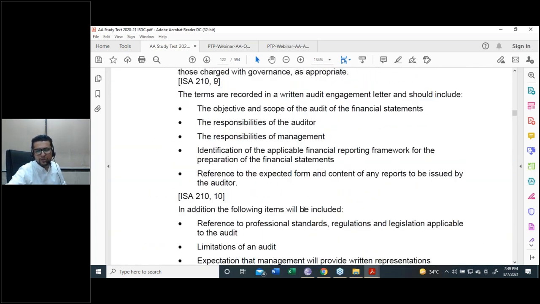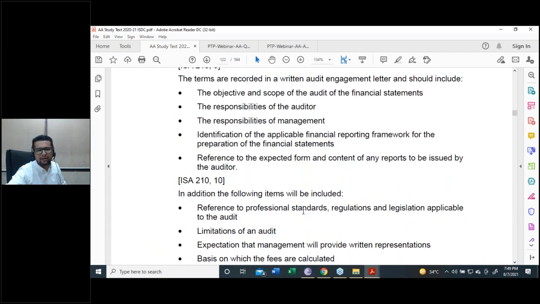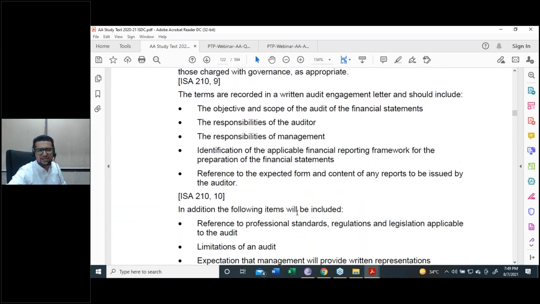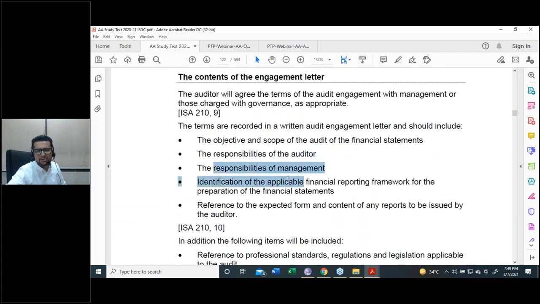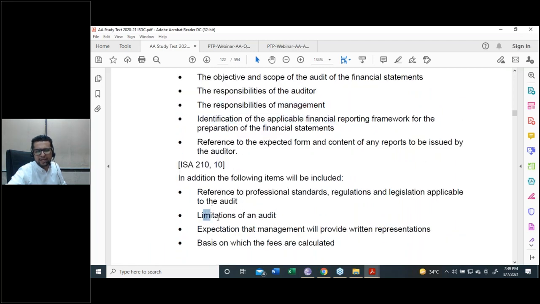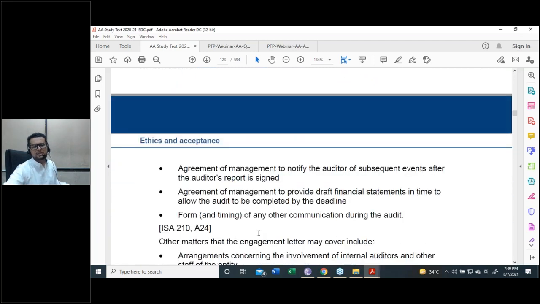Another thing which could be tested is called engagement letter. Engagement letter usually has discussions such as the responsibilities of the auditor, the responsibilities of the management, the limitations of the audit, the fee, things like that.